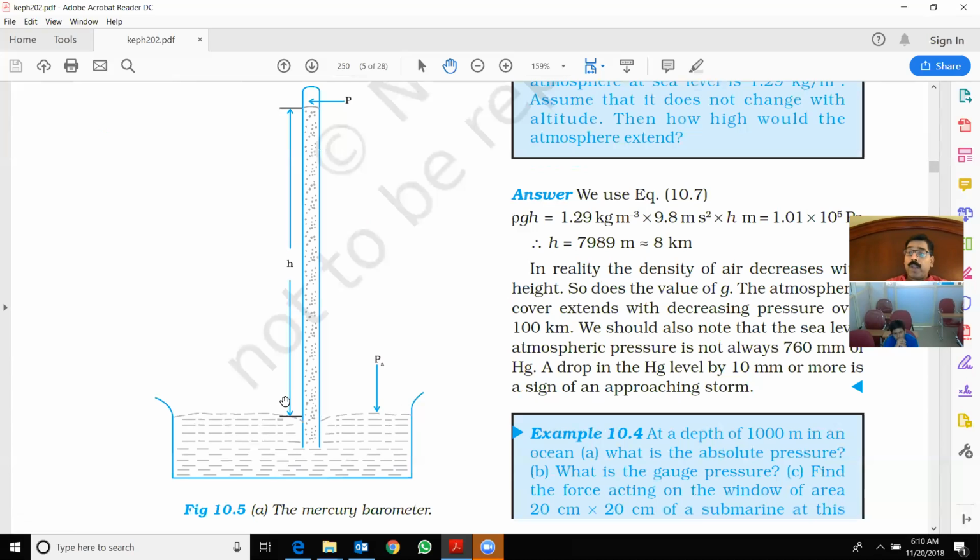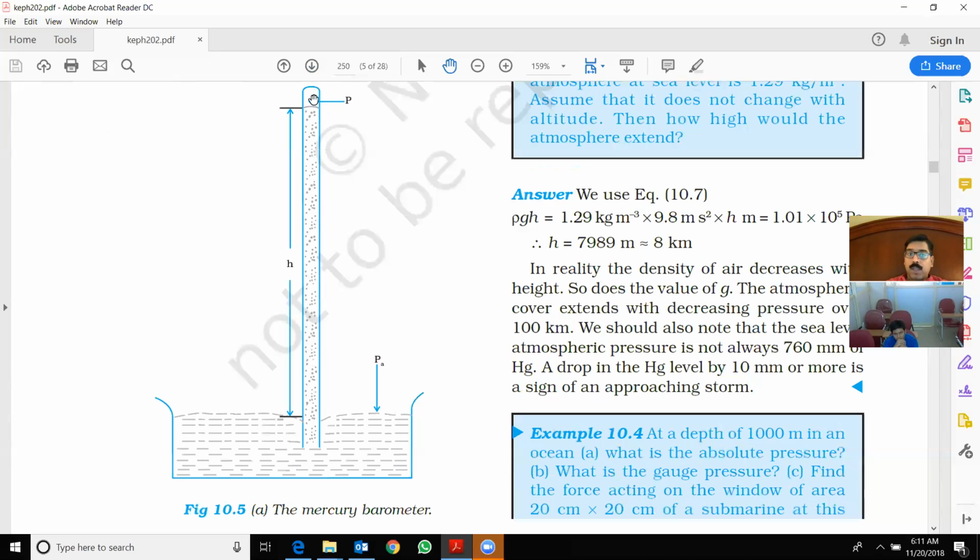Now this level will rise to an extent where the atmospheric pressure outside, on this surface, and the pressure of this column of fluid have to be equal, right? Then only it will reach an equilibrium state. So this is a very easy arrangement to measure the atmospheric pressure at any place, because this is the column of liquid.